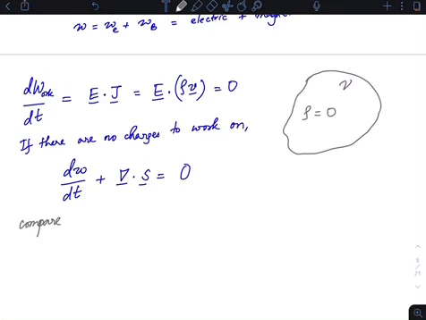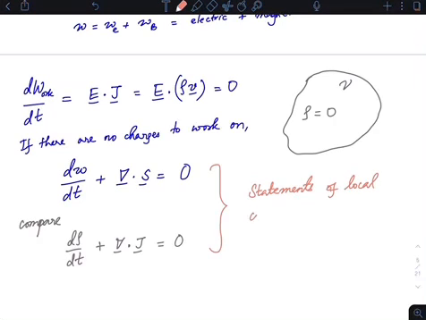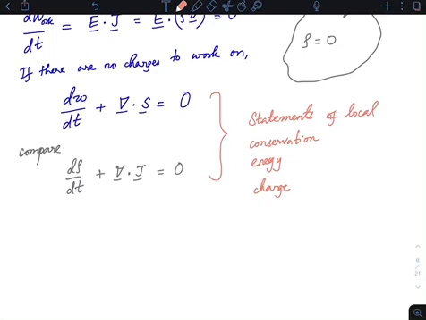Compare this now to the equation which stated the conservation of charge, d rho by dt plus the divergence of J is equal to 0. These two are therefore statements of the local conservation of energy in the top case and charge in the case of the equation in gray, right? So this is really the significance of the Poynting theorem. The Poynting vector plays an important role in electromagnetism.